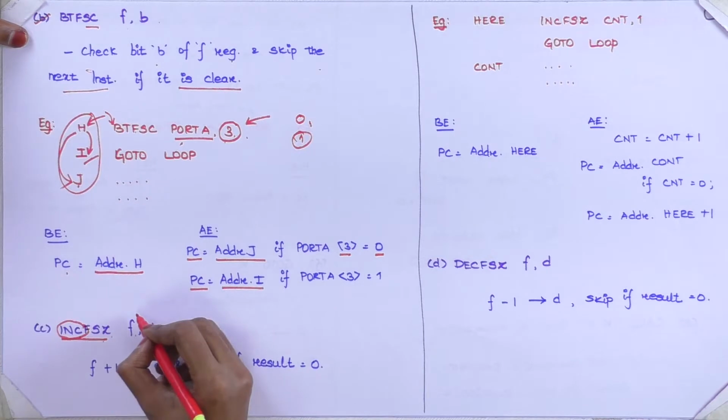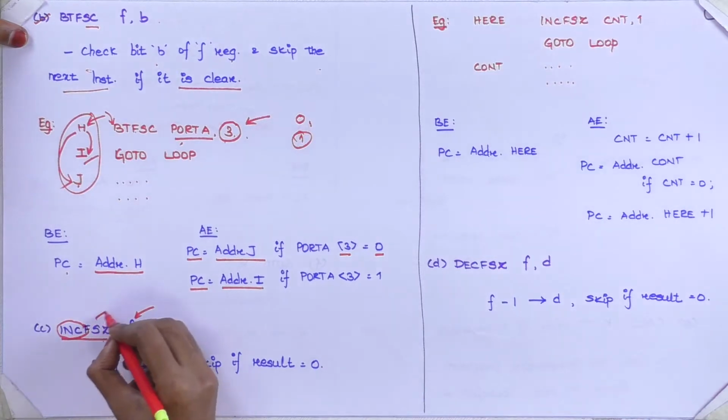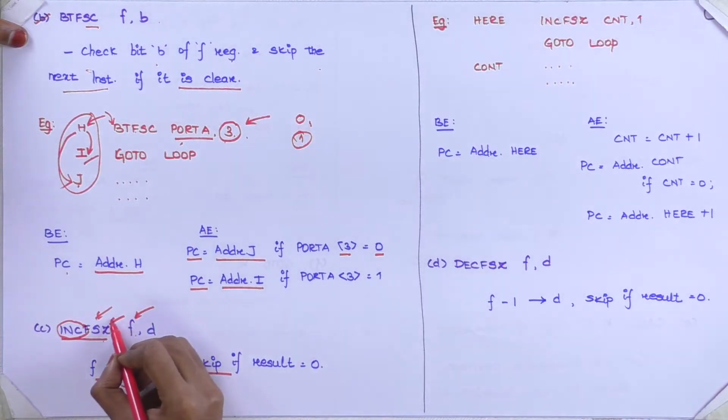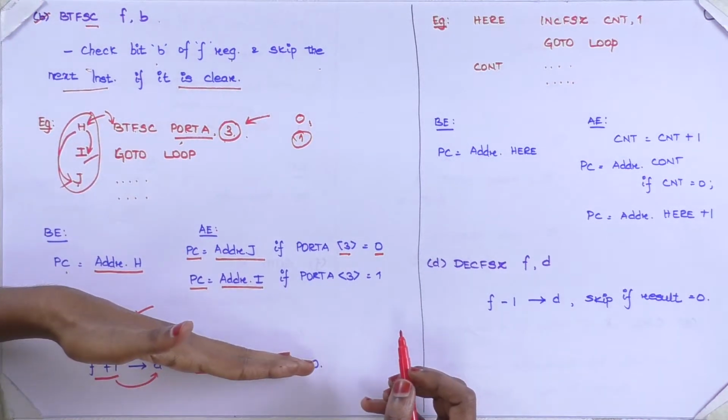So this instruction will increment the file register by 1 and store the result in the destination register, and S in the sense skip. It will skip if the result is 0, Z means 0. Okay, so are you able to understand what's happening now?